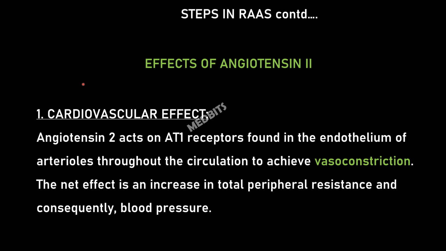Now let's look into the effects of angiotensin 2. The first effect is on the cardiovascular side. Angiotensin 2 acts on AT1 receptors found in the endothelium of arterioles throughout the circulation to achieve vasoconstriction. The net effect is an increase in total peripheral resistance, and consequently blood pressure also increases.